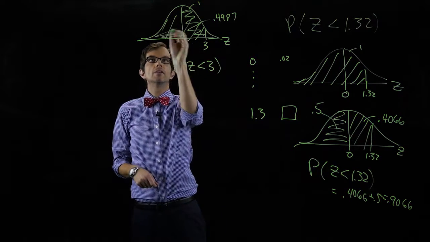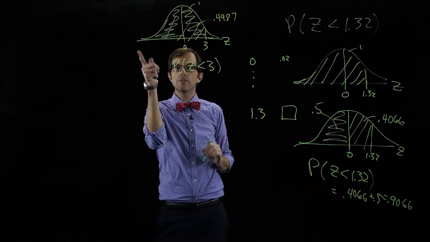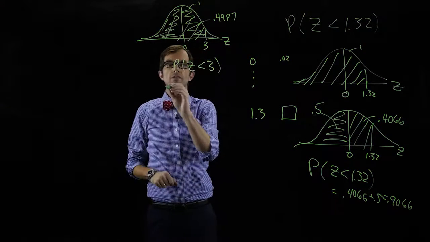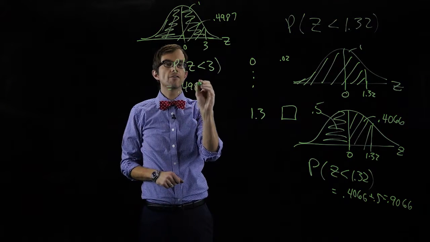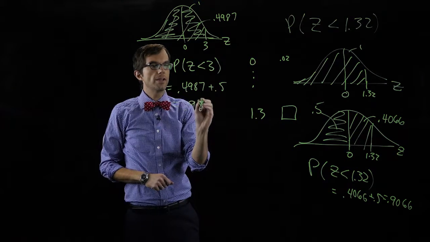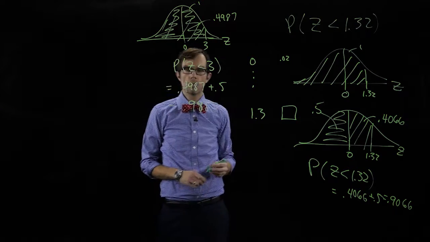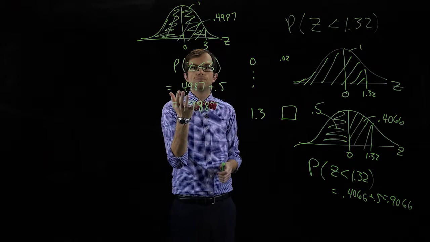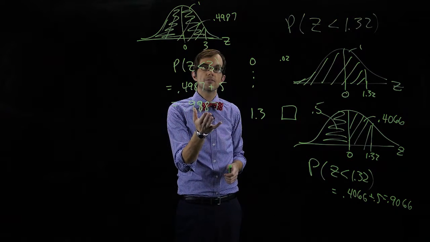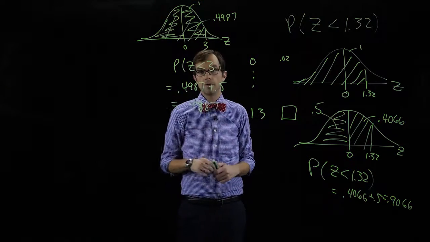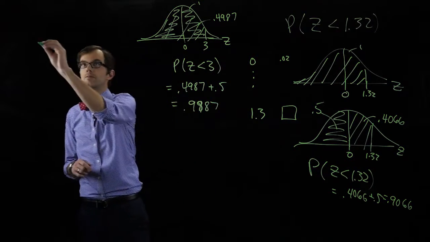So the probability that z is between 0 and 3 is 0.4987, and the probability that z is less than 0 is 0.5. So to find that area, that is 0.4987 plus 0.5, which is 0.9987. Another way to say that is 99.87% of observations of z lie below 3. Okay, let's do another one.